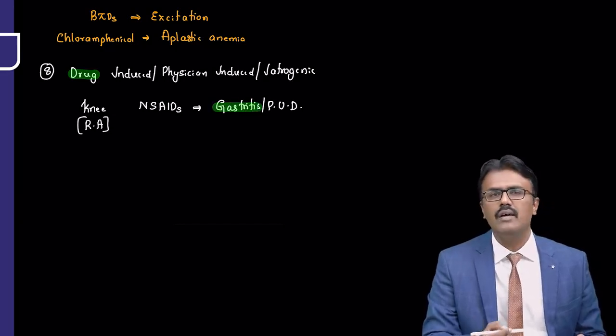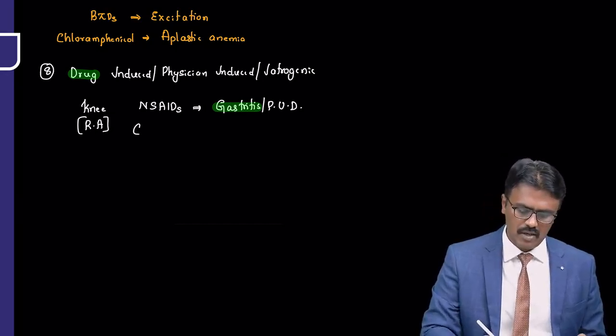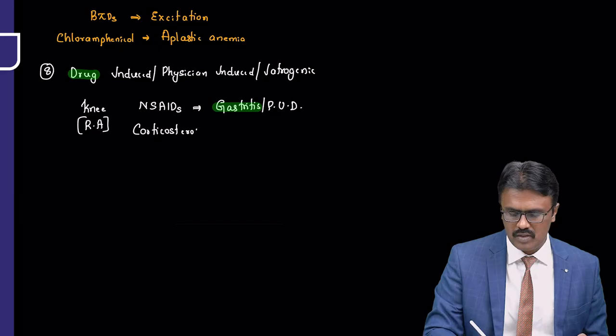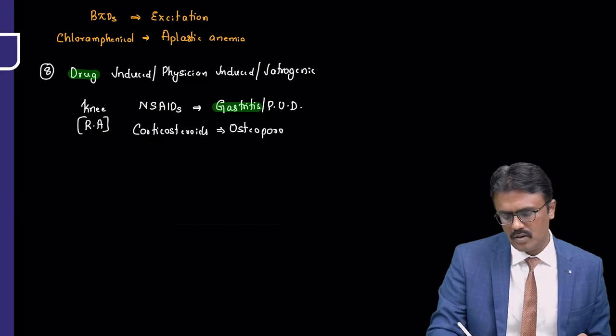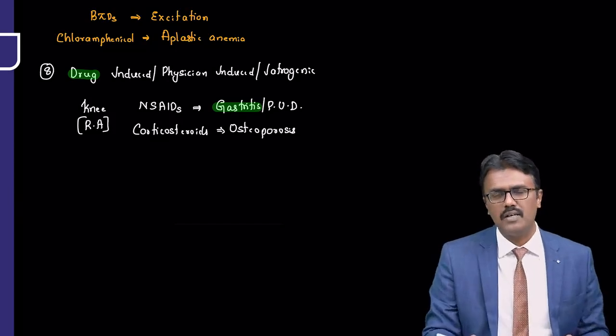So how do you avoid it? Give PPIs along with that. Or a patient is given corticosteroids for a very long time, so they can cause osteoporosis. So this is called the drug induced or physician induced or iatrogenic adverse effect.